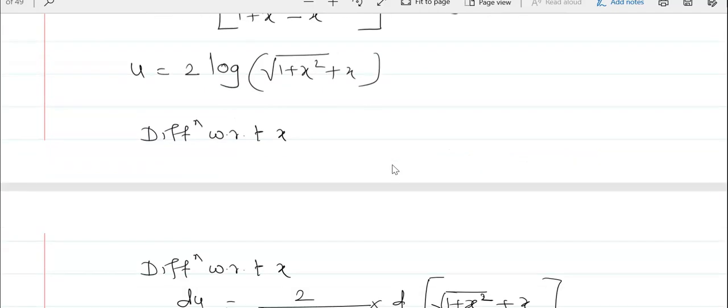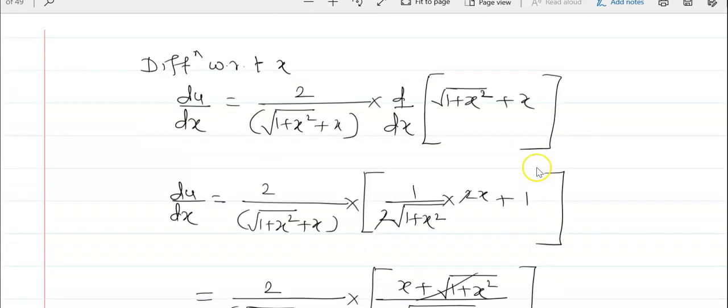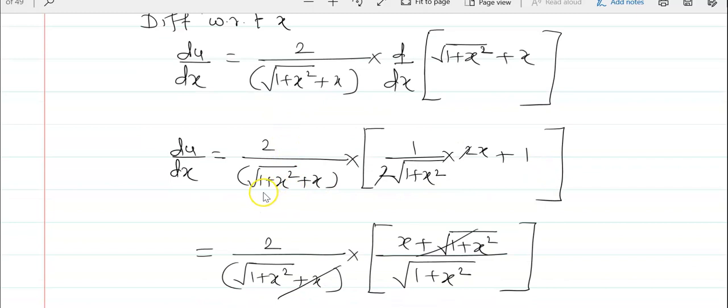And differentiate it. That is 2 upon root of 1 plus x square plus x, into d/dx of root of 1 plus x square plus x. That is 2 upon root of 1 plus x square plus x, into the derivative of root of 1 plus x square. That is 1 upon 2 root of 1 plus x square, into the derivative of 1 plus x square, which is 2x. The derivative of x is 1.